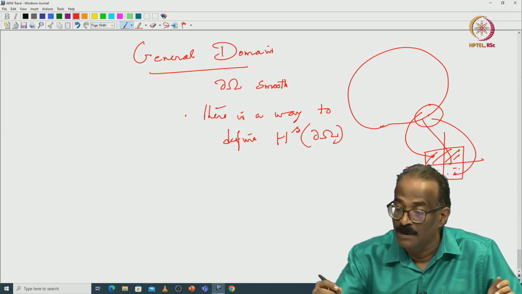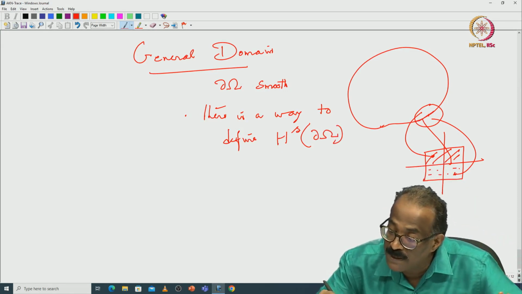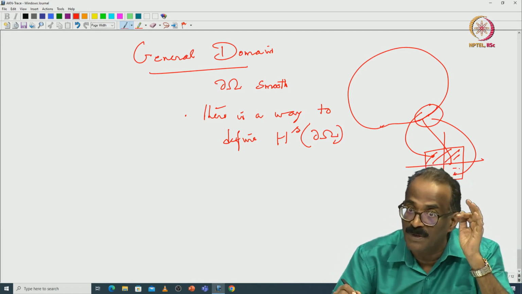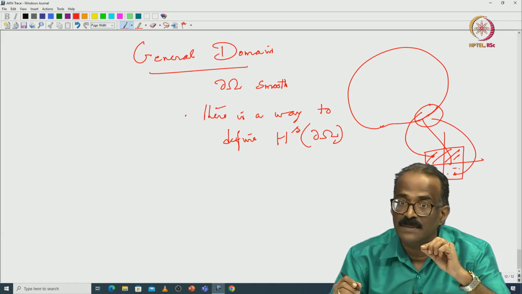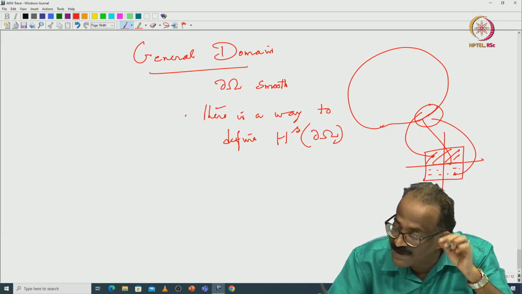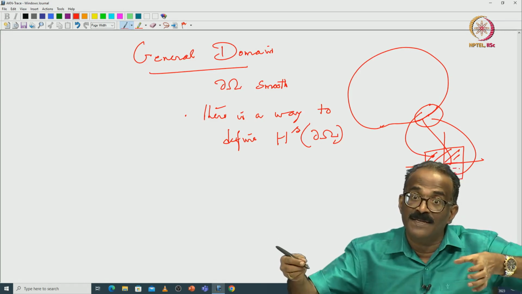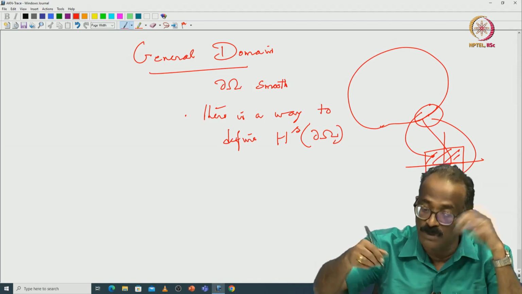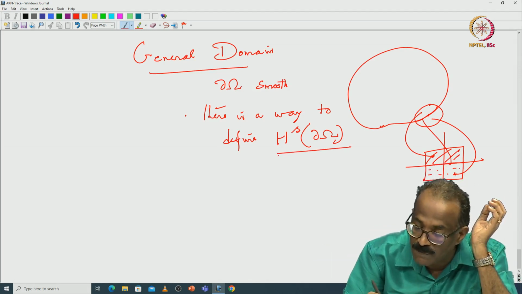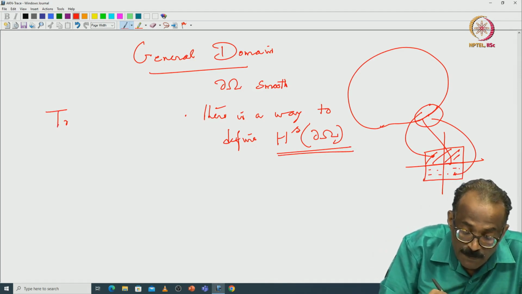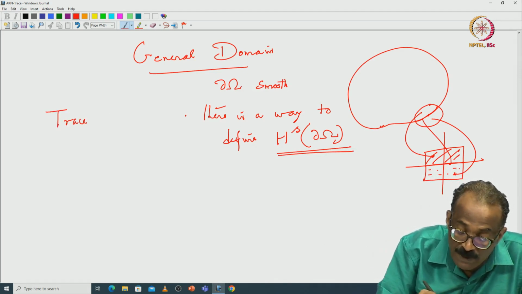This you have to understand, because restrictions you already learned. Hs of Ω you already learned in the previous classes: you can restrict to ∂Ω, but you can also come here and then extend properly. You can define Hs of R^(n-1), and that you can take back to the boundary. So there is a way to define it, and with that you can define the trace theorem. Let me not write everything. So you can write the trace theorem.